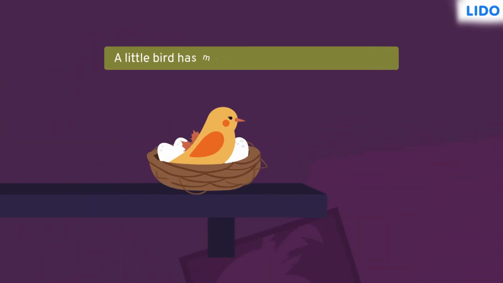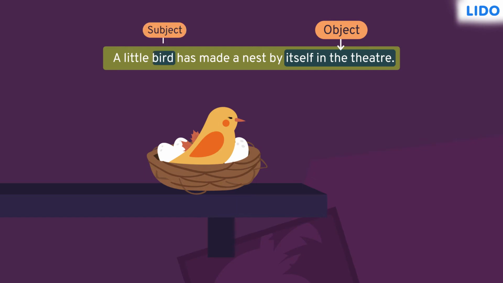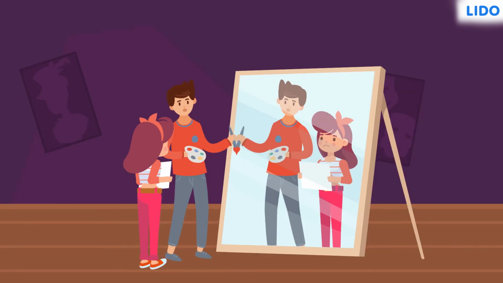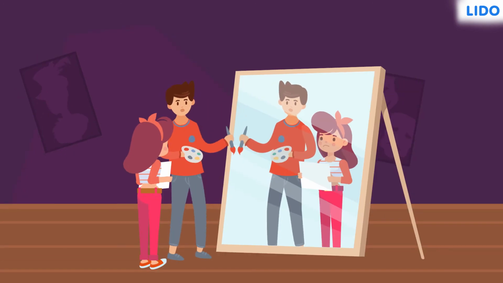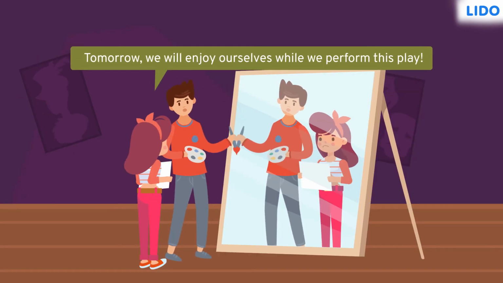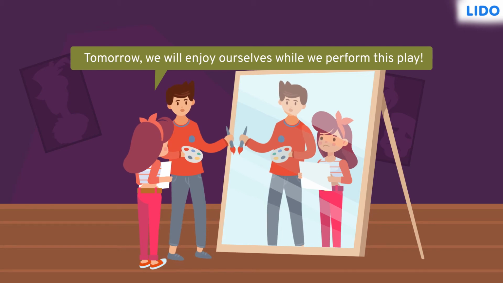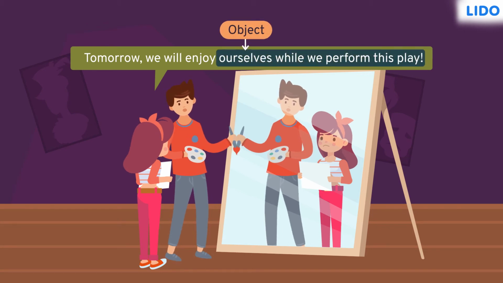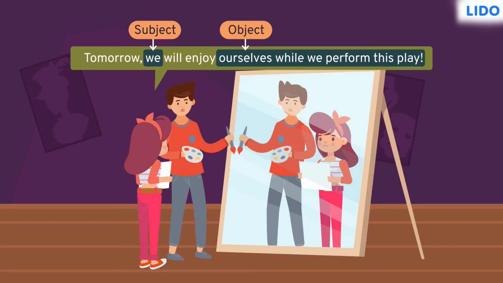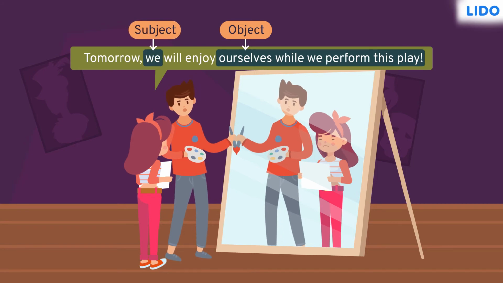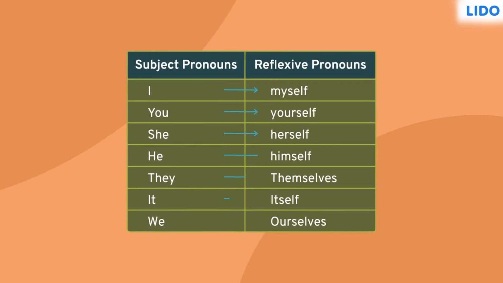Yash notices a little bird has made a home for itself in the theatre. Notice how itself is used when the subject and object are animals or things. Just then Shefali appears. Shefali and he look tired, almost worried in the mirror. Notice that ourselves is used when the subject and object is plural or we. Well, let's look at how many reflexive pronouns Yash and Shefali taught us.